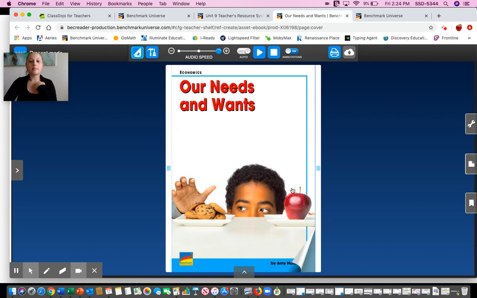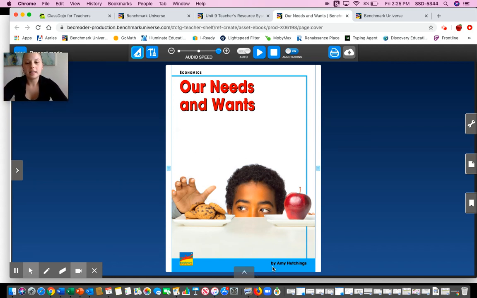Food, right? But do you think he needs the apple or the cookie? He probably needs the apple. Apples are healthy, right? They keep you healthy. They let you grow muscles, keep you strong. Which one do you think he wants? I think he wants the cookies. Oh, do you see? There's a need and a want, right?